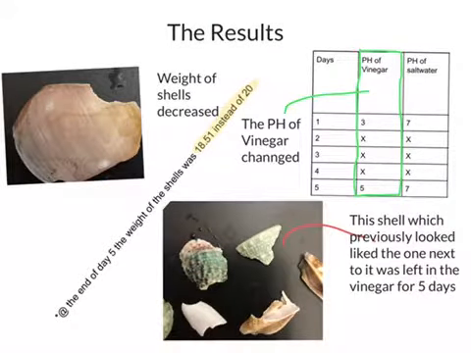After leaving the shells in the liquid for 5 days, I measured the pH and observed things that happened to the shells. Nothing really happened to the shells in the salt water. However, the shells in vinegar depleted. Some lost very fine texture and others lost almost all of their colors.